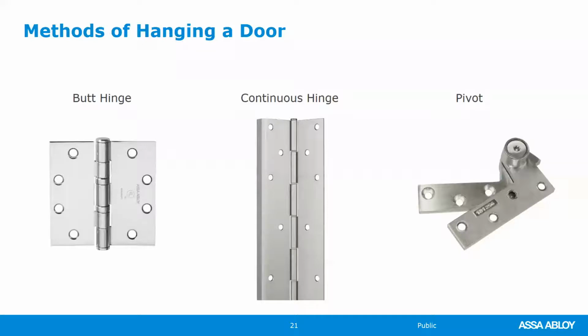Now we'll quickly review the different types of hanging the door. The most common method is commercial butt hinges, but continuous hinges and pivots are also very prevalent in a hospital.